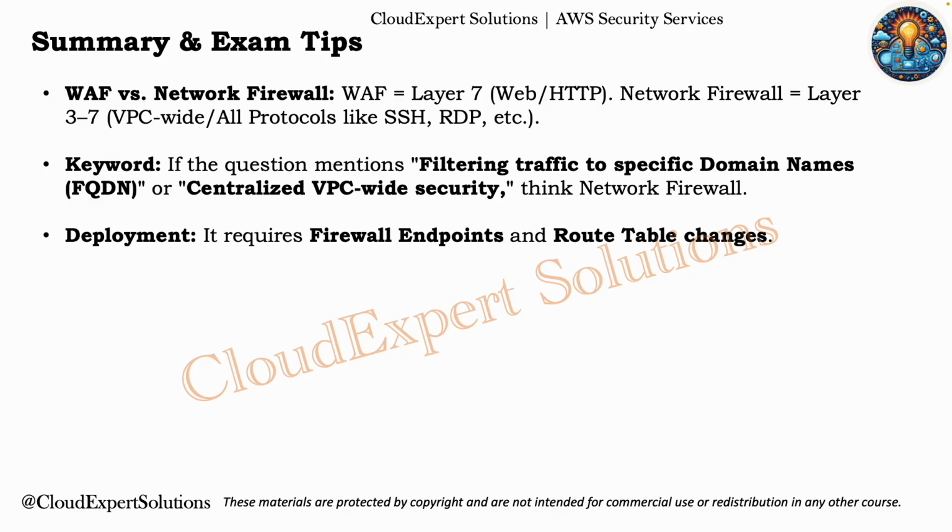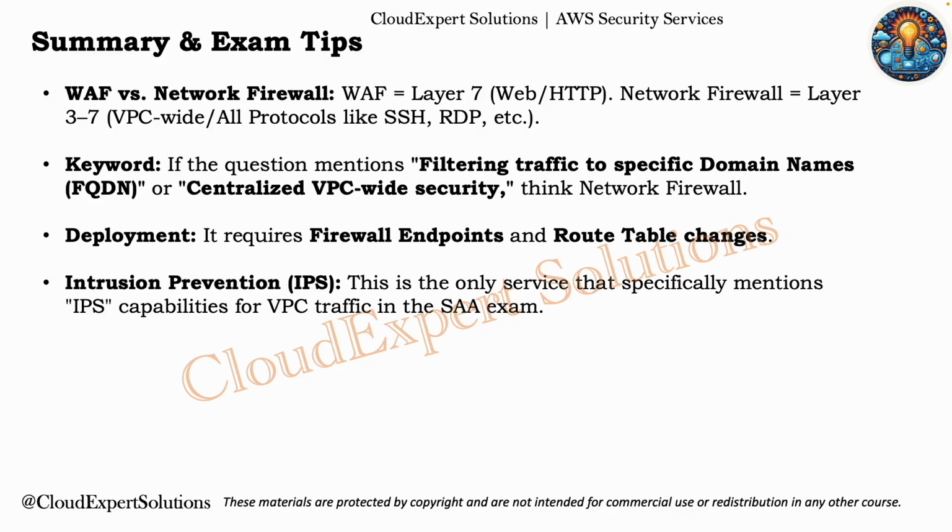Finally, intrusion prevention system or IPS. AWS Network Firewall is the only AWS service in the Solutions Architect Associate certification that explicitly mentions IPS capability for VPC traffic. Also, you should remember the Suricata rules. If the question talks about deep packet inspection or intrusion prevention, then Network Firewall is the correct choice. If you remember these 4 points, you will avoid most Network Firewall exam mistakes during the certification.